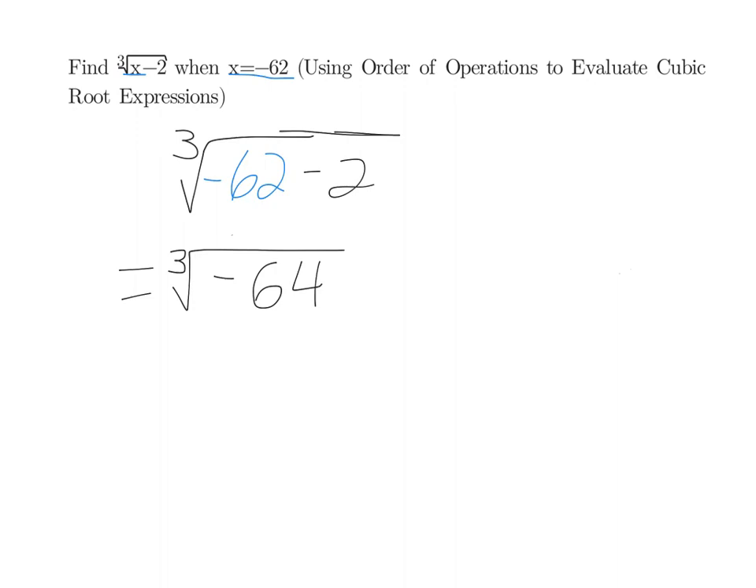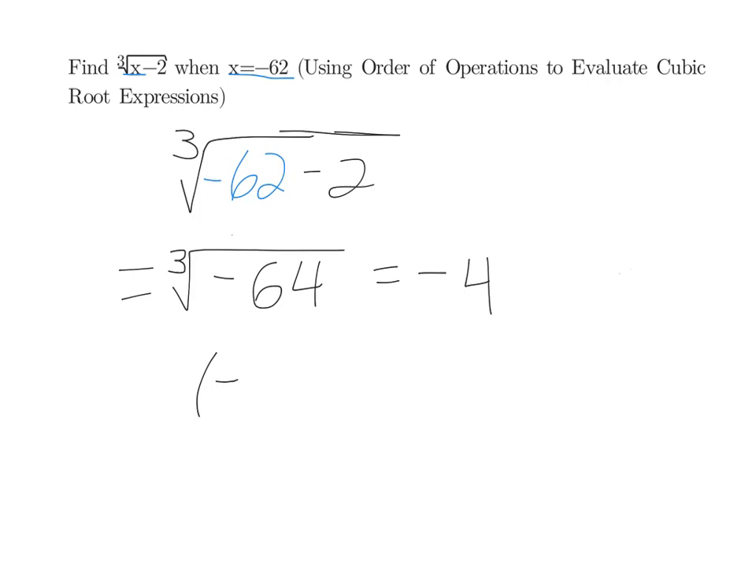So again, we have to find a number that when you raise it to the third power, it gives you negative 64. And we know from the previous example, if you take an odd root of a negative number, your result is going to be negative. And in this case, the cube root of negative 64 is negative 4. We can always verify that.